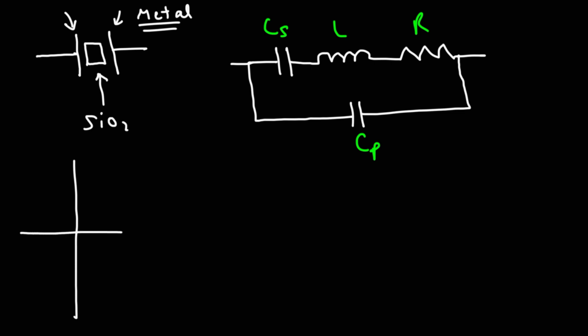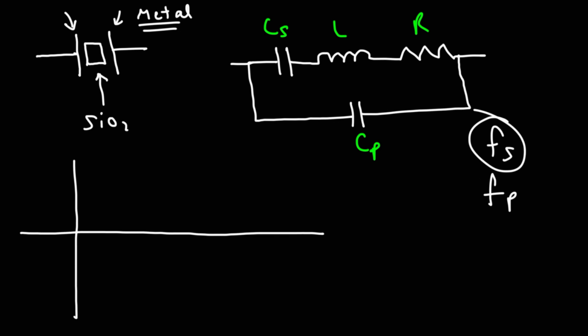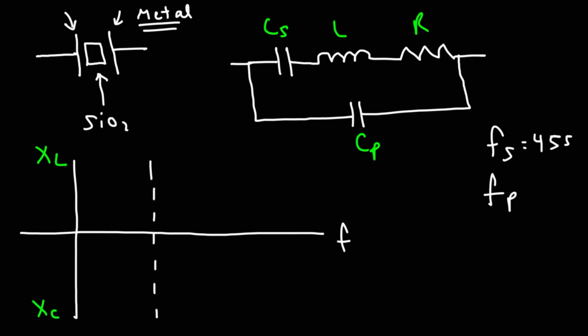Now there are 2 frequencies that you need to be familiar with. Fs, the series resonant frequency, and Fp, the parallel resonant frequency. The series resonant frequency is used more often. And for the ceramic crystal oscillator that we used in this experiment, that was set to 455 kilohertz. Now for this graph, we're going to have XL, the inductive reactance, on the positive y-axis, and XC, the capacitive reactance, on the negative y-axis, and frequency on the x-axis. So this is Fs, the series resonant frequency, and Fp, the parallel resonant frequency.